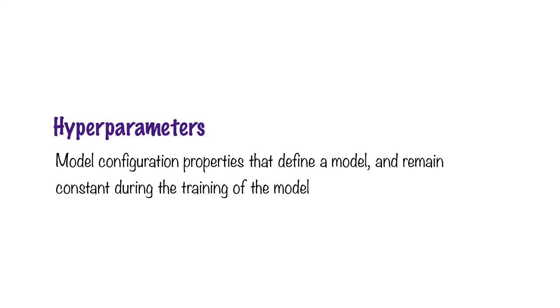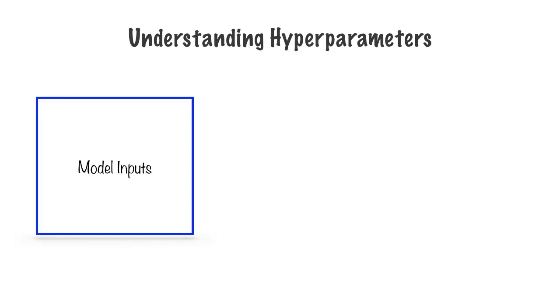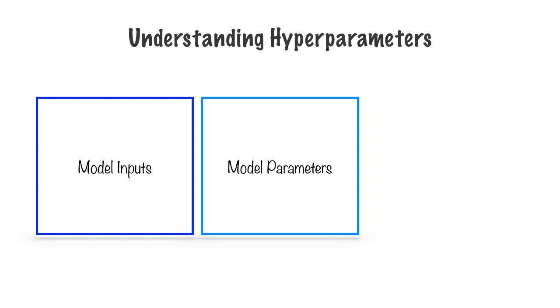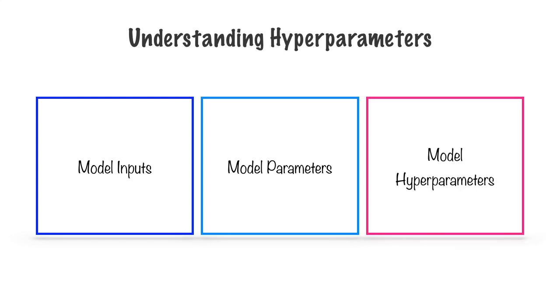We've spoken about hyperparameters before and how tuning them helps us generate better machine learning models for our problem statement. Hyperparameters are basically model configuration properties that define a model and they remain constant during the training process. You can tweak the hyperparameters and generate different models and choose the one that works best for you. In order to understand hyperparameters, let's consider three important terms associated with any machine learning model and its training process. The first of these is the model inputs, then come the model parameters, and then the model hyperparameters.